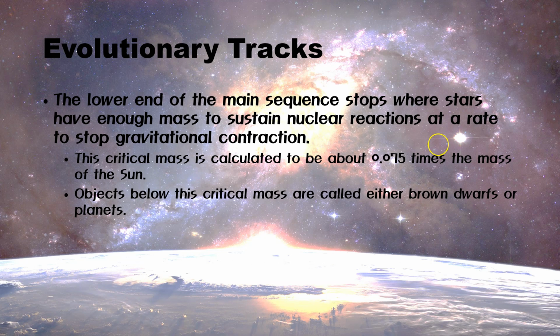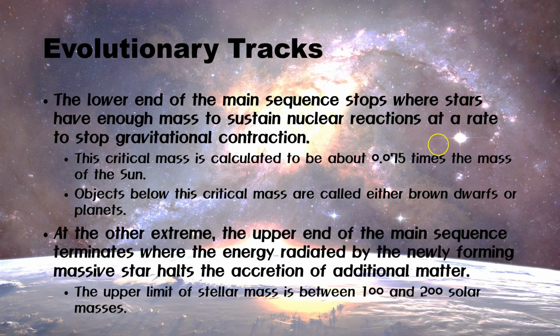Now, the lower end of the main sequence stops where stars have enough mass to sustain nuclear reactions at a rate that can stop gravitational contraction. This critical mass is calculated to be about 0.075 times the mass of our own Sun. Objects below this critical mass are typically either going to be brown dwarfs, or if they are even smaller, they will end up as simply planets.